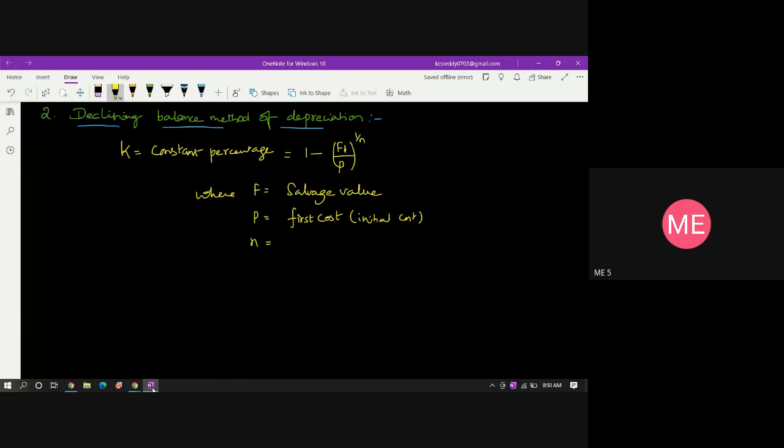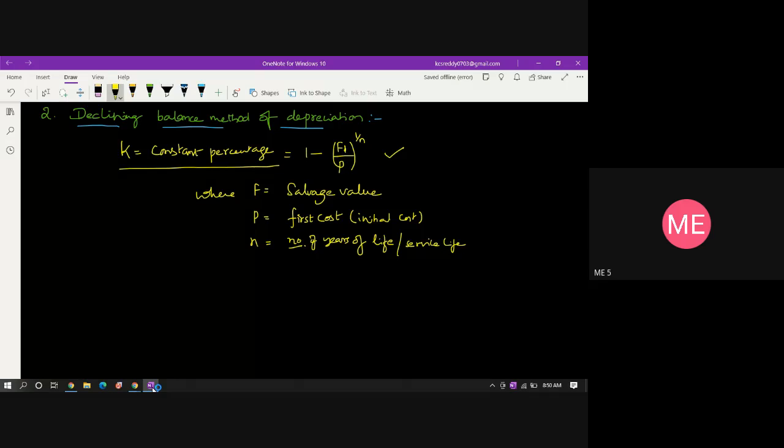N is the number of years of life or service life; both are the same. So we can take either, and this gives the constant percentage which you calculate using this equation. After calculating this constant percentage, we evaluate the book value and the depreciation amount. The formula for depreciation is D, and also we have BT.